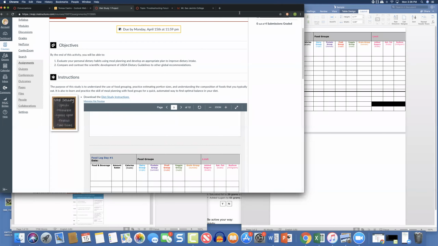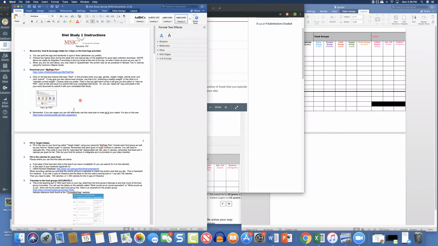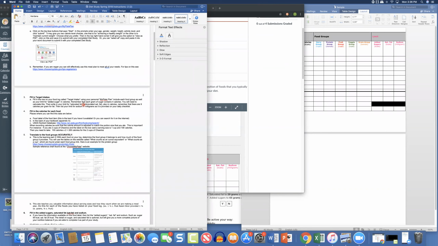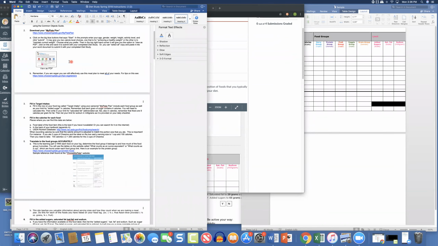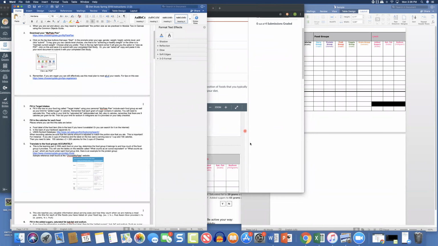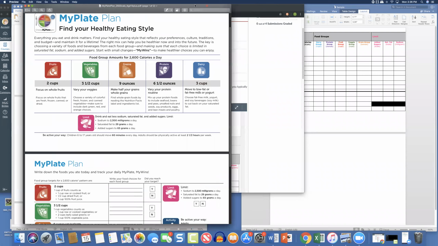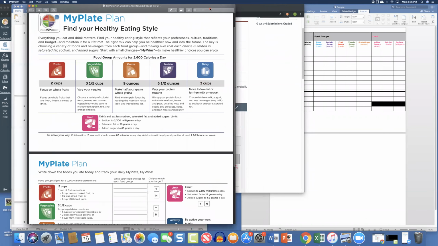But let's address the question that was posed about item number 3 on your instructions, which is fill in your target intakes. Your target intakes are coming from step number 2, which is your MyPlate plan that you download from the Choose MyPlate website. I have a sample here for you that I downloaded. This is for a 2,600 calorie plan. And let me show you how you get that filled in onto your food logs.